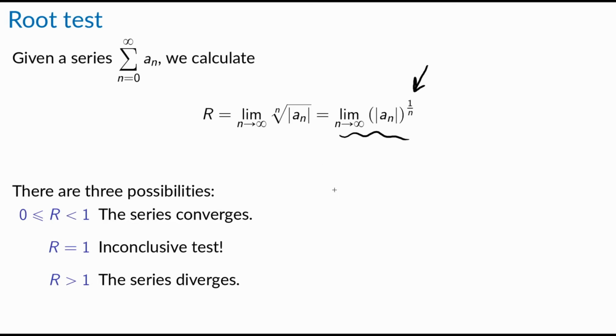Okay, and just as with the ratio test, there are going to be three possibilities. This series can converge, and that's going to happen if this r is less than 1. The test can be inconclusive if we get r equals 1, and then the series can diverge if this r is bigger than 1.